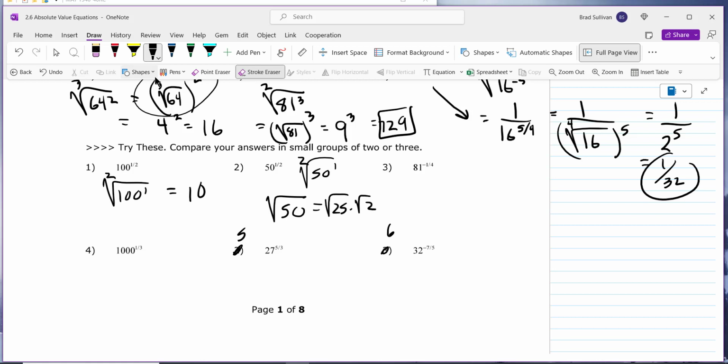And a lot of you did this backwards. A lot of you had 2 times the square root of 5. Well, which one comes out of the radical? That one. The square root of 25 is 5. Okay, it's a common misunderstanding that I see quite a bit. Okay, so that's good.